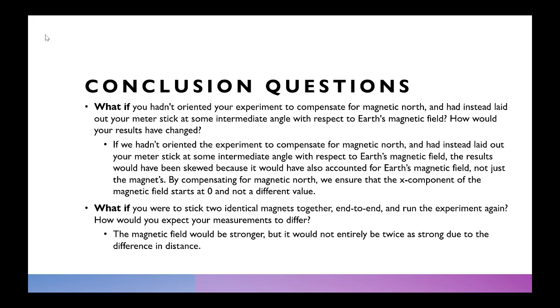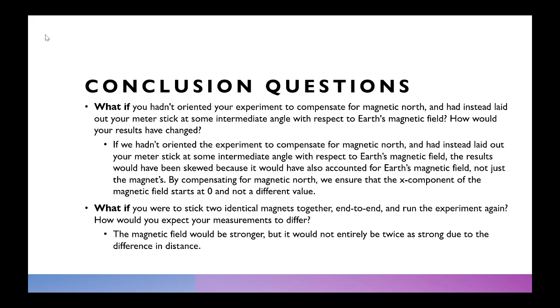For this lab, we were asked some questions to answer in our conclusion. What if you hadn't oriented your experiment to compensate for magnetic north and had instead laid out your meter stick at some intermediate angle with respect to Earth's magnetic field? How would our results have changed?